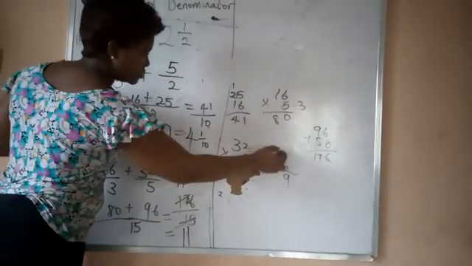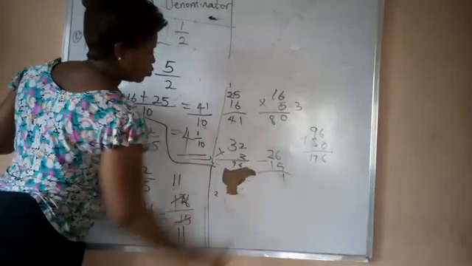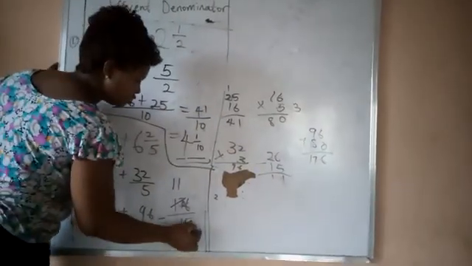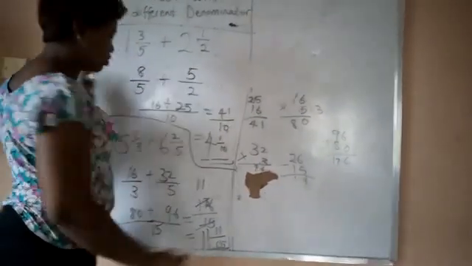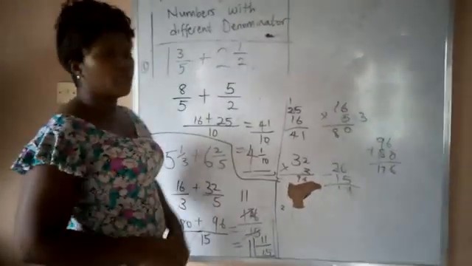Look at it. 6 minus 5 is what? 1. 1 minus 1, okay, so we have 11. So 11 whole number, 11 over 15. So this is how you get your answer, changing it to a mixed number.